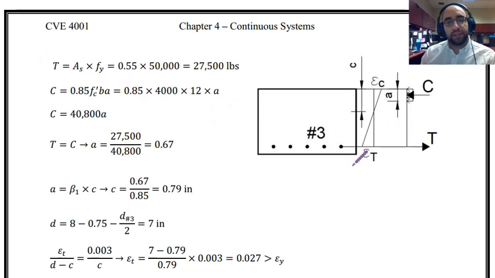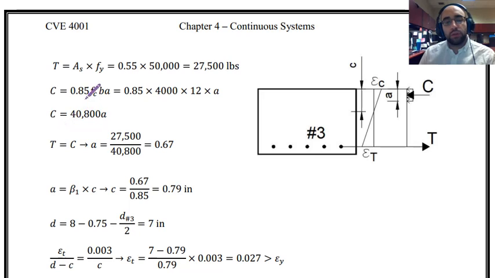Tension force is equal to As Fy. We are always assuming steel at the bottom has yielded, and then we will check this assumption based on looking at the strain that we have, or at the strain at the level of reinforcement. So tension force is equal to As Fy. We have 5 number 3 bars. Area is equal to 0.55. Fy is equal to 50,000 psi, and based on that we can see tension force is equal to 27 kips or 27,500 pounds.